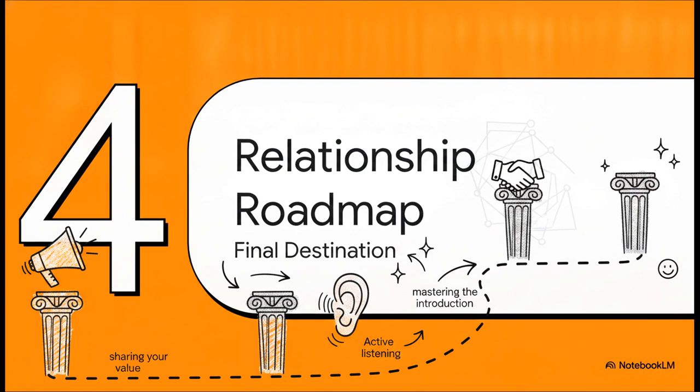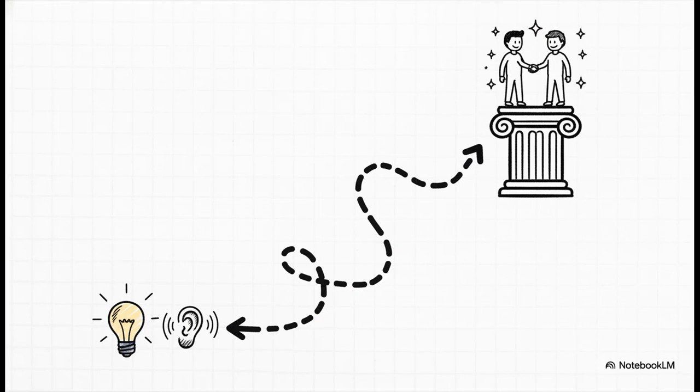And finally, part 4, the roadmap to relationships, our final destination. This is where we take those 3 foundational pillars, sharing value, active listening, and mastering the introduction, and combine them into our ultimate goal. The text explains that practicing these everyday practical interactions is exactly what prepares you to engage with the world confidently and kindly. You see, you aren't just networking to climb some corporate ladder, you're practicing a totally reliable roadmap to build meaningful, long-lasting relationships with the people all around you.